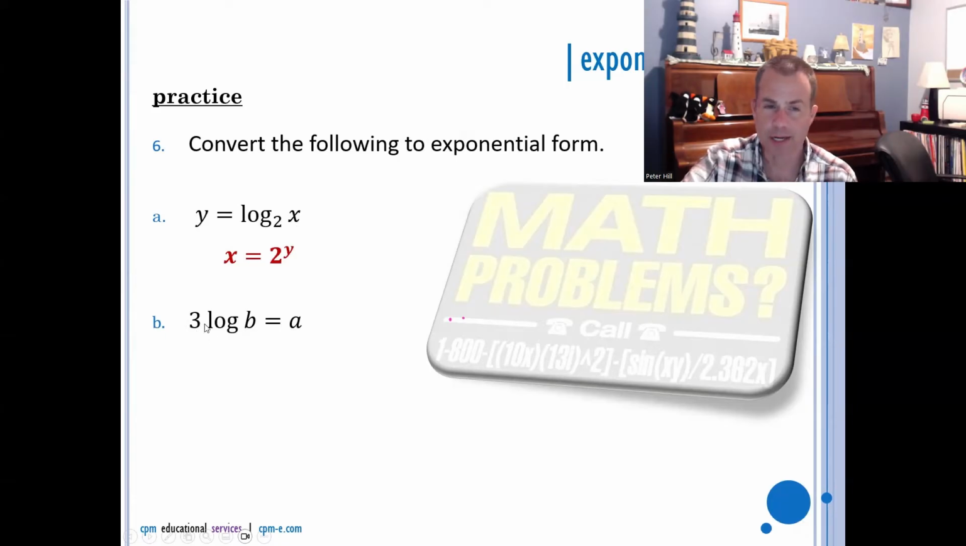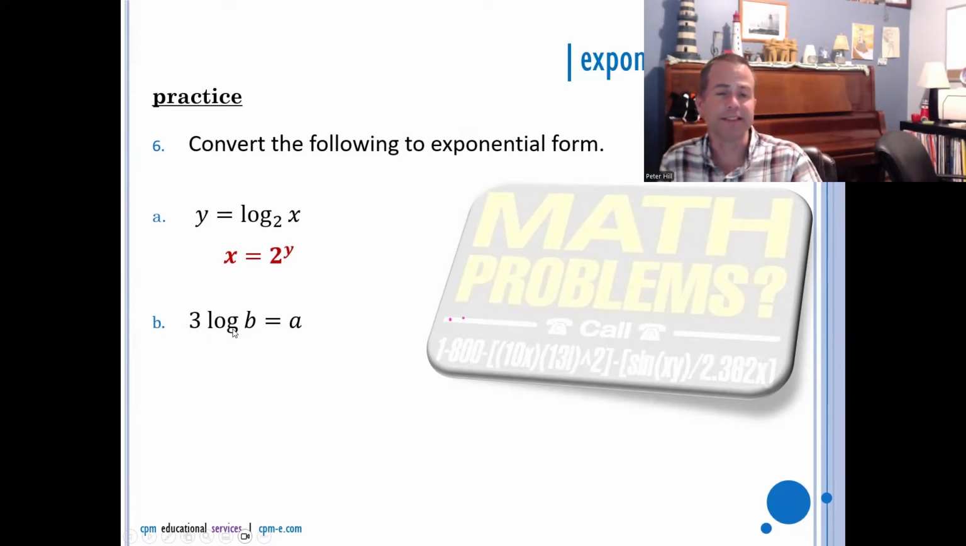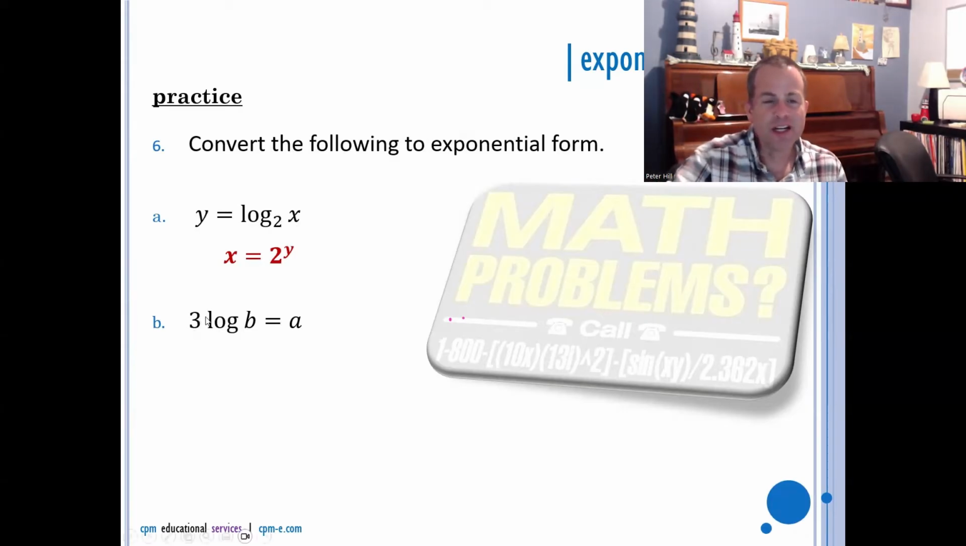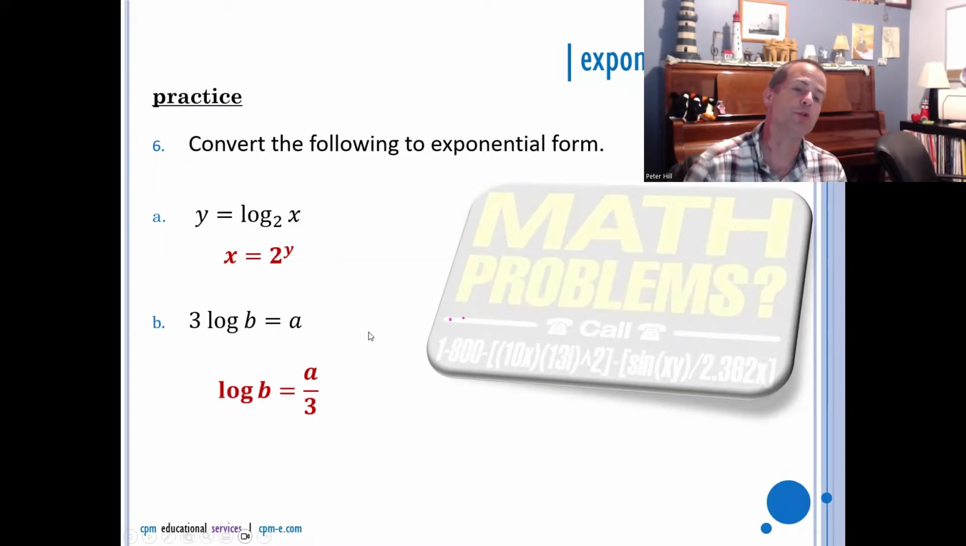Here, I can't convert this until I've dealt with a 3. I actually have two options for the 3. I could bring the 3 up and have it be an exponent on b. That's one of my power log laws. Or I could just divide both sides by 3. It doesn't really matter at the moment. I just chose to divide both sides by 3, and now I'm going to switch to exponential form. There is no base written here. That is a common logarithm, and that would be base 10, so it would be 10 to the a over 3.